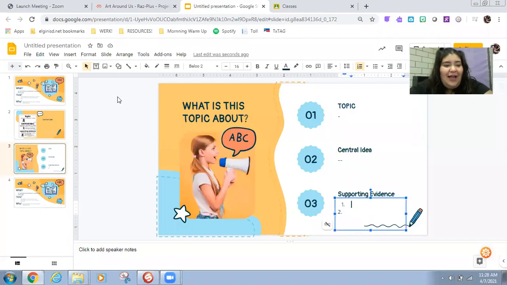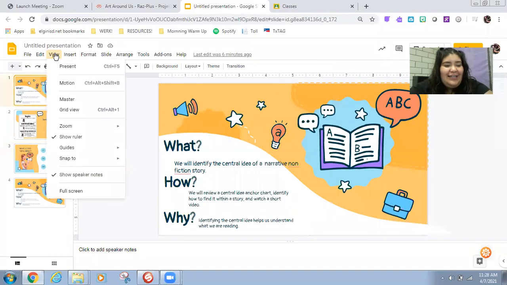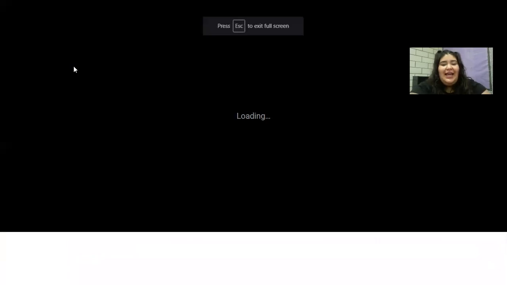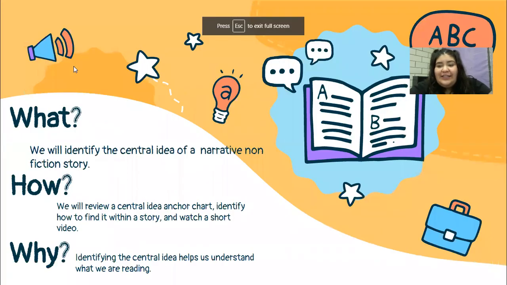Today, we are going over Central Idea again. So let me go ahead and share my screen with you. All right. Looking at here, what are we doing? Today, we are identifying the central idea of a narrative nonfiction story, another one. We review an anchor chart, identify how to find it within a story like we just did. And why are we doing this?